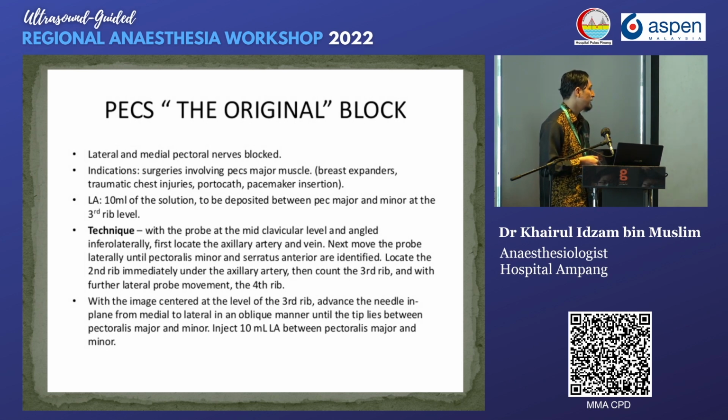With the image centered at the level of the third rib, advance the needle in plane from medial to lateral in an oblique manner until the tip lies between PEC major and PEC minor. So inject 10 mils in that plane.